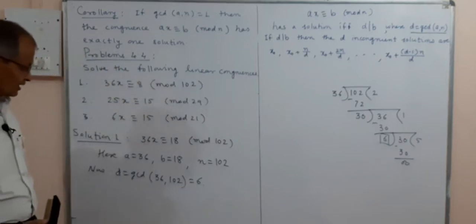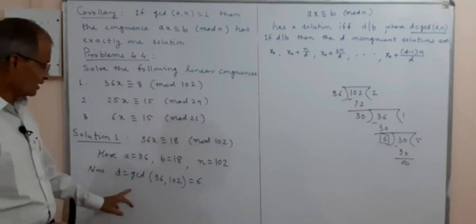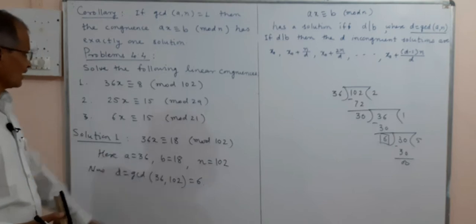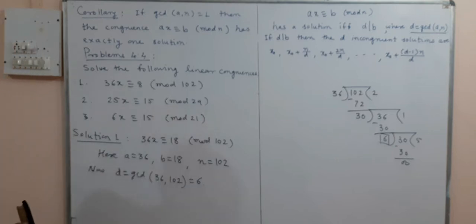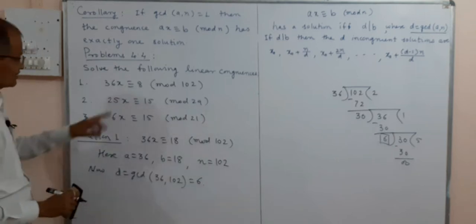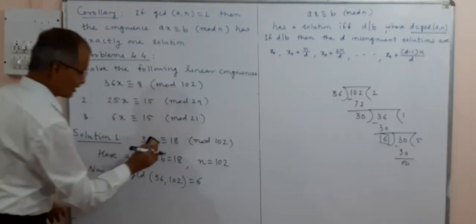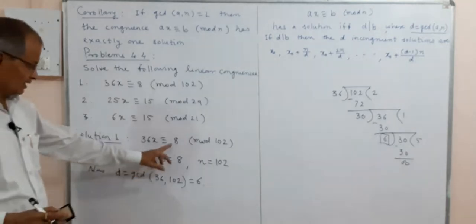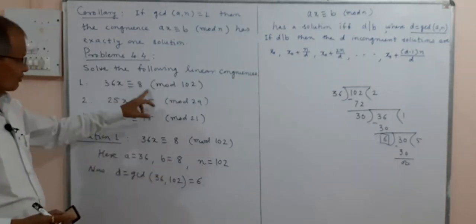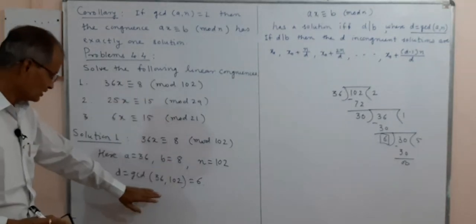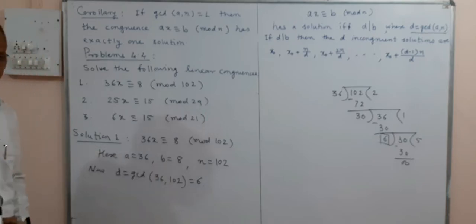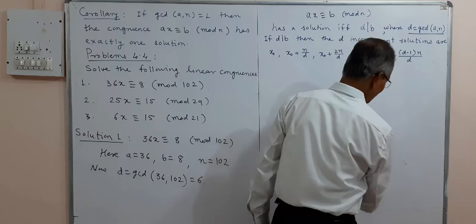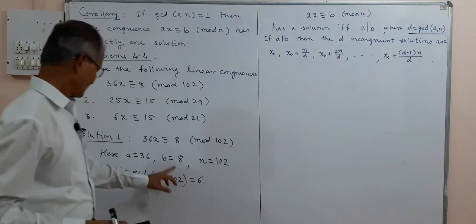Now we have to check whether this d divides b or not. Now what is b? b is here 18. See, we should say not 18 but it is 8: 36x ≡ 8. We have to correct this. It is 8, not 18: 36x ≡ 8 (mod 102). Whether this 6 divides 8 or not. Now, we know 6 does not divide 8.